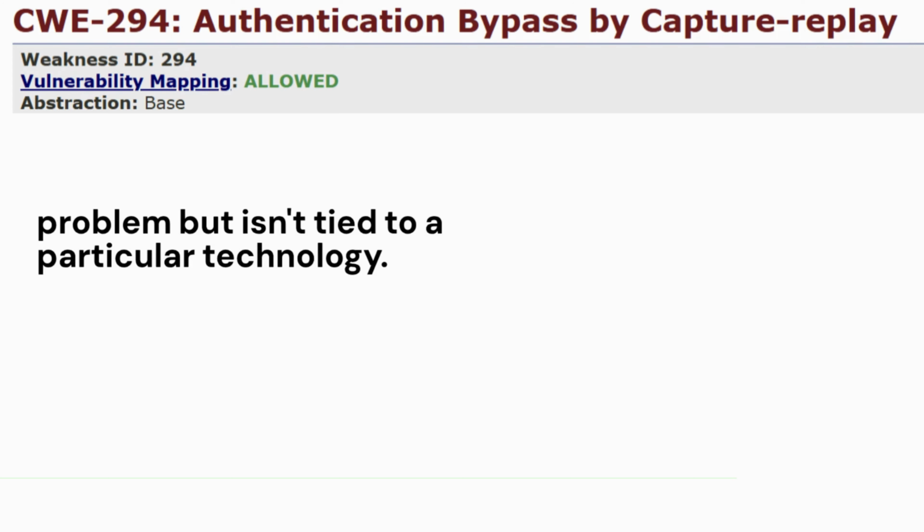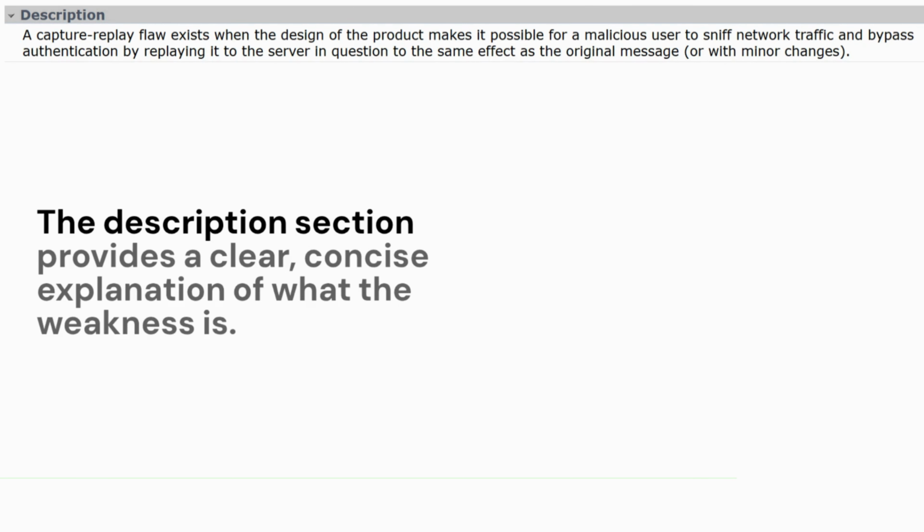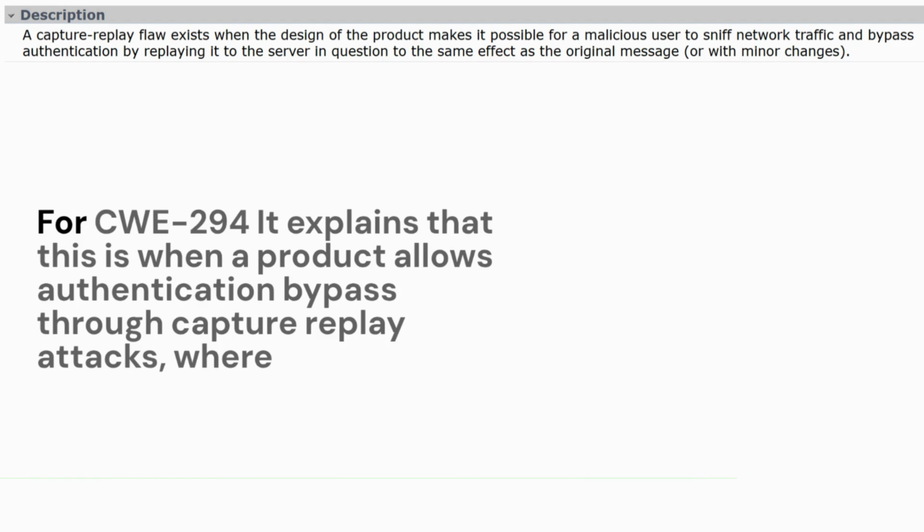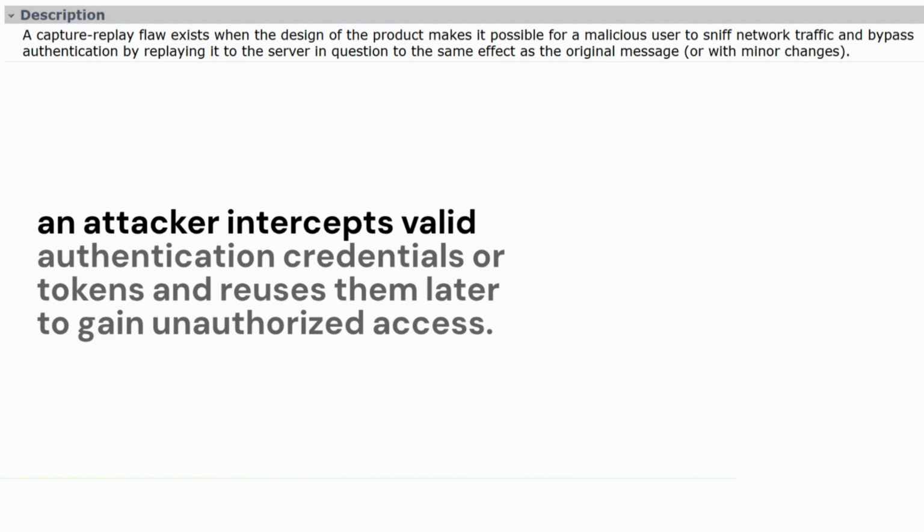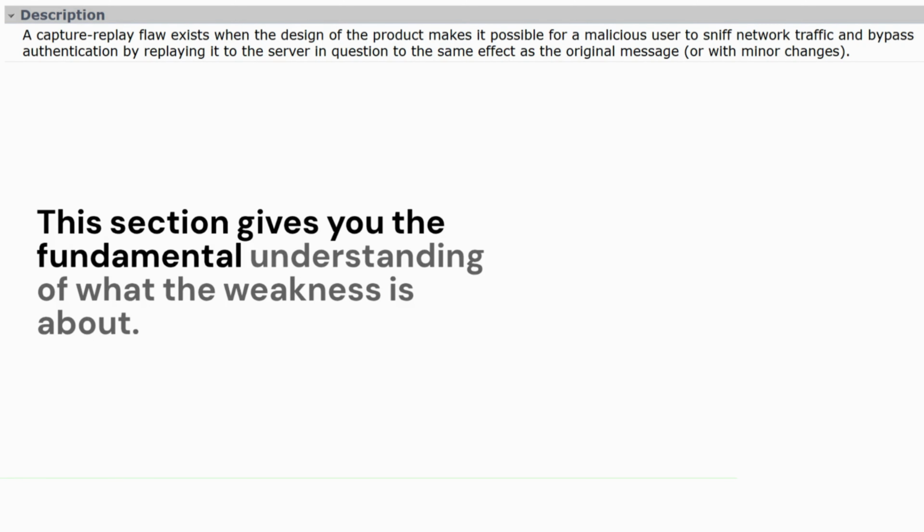to a particular technology. The description section provides a clear, concise explanation of what the weakness is. For CWE 294, it explains that this is when a product allows authentication bypass through capture replay attacks, where an attacker intercepts valid authentication credentials or tokens and reuses them later to gain unauthorized access. This section gives you the fundamental understanding of what the weakness is about.